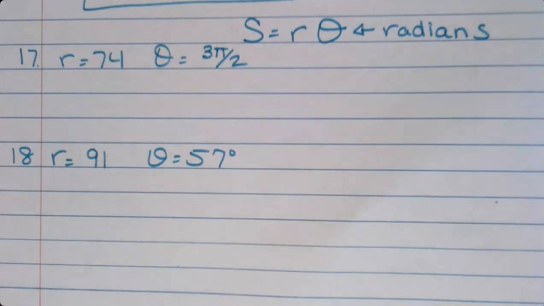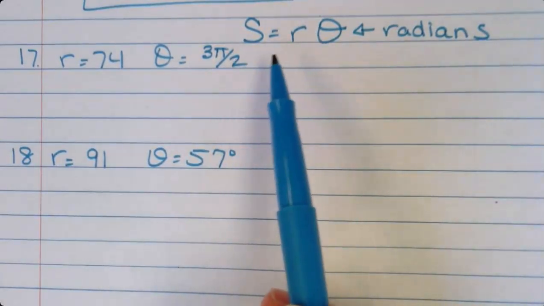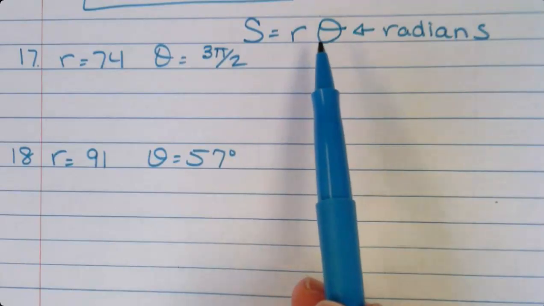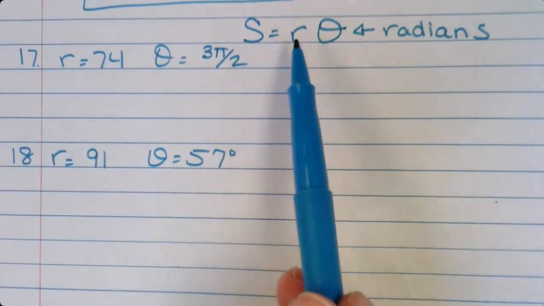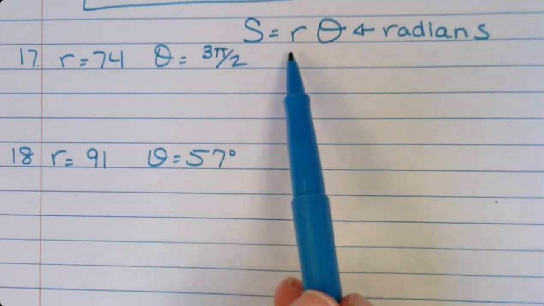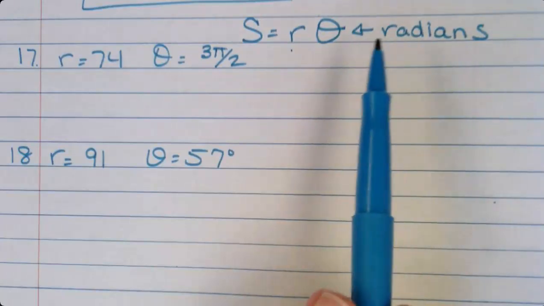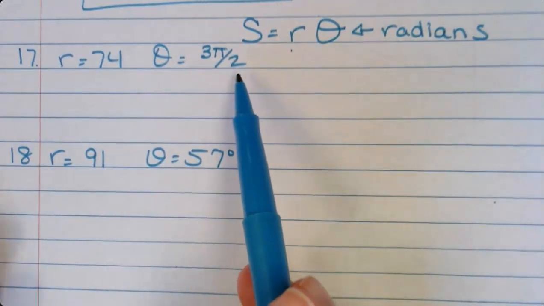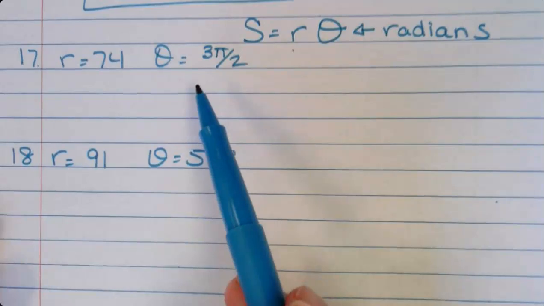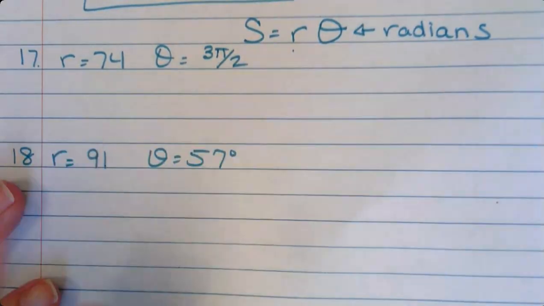Hey guys, so we are now on the back page of your review and we're looking for arc length. And here's your formula: S equals R theta. S is arc length, R is radius, and theta is your angle in radians. Okay, so if we look at number 17, they didn't tell us that it's in radians, but we know it is because it has a pi.